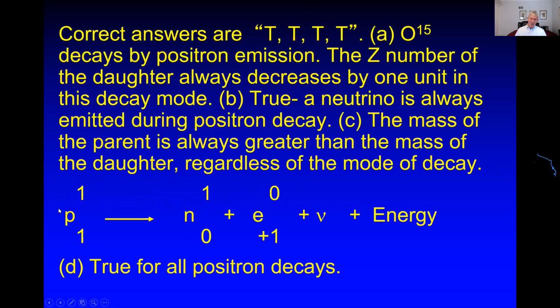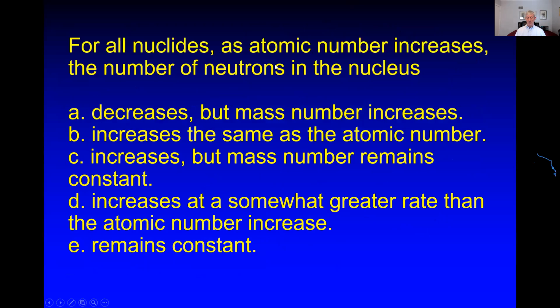And here's what happens in positron decay. A proton is converted into a neutron plus a positron plus a neutrino. These 2, the positron and the neutrino, are emitted. These 2 share this energy, not equally, but an infinite number of ways. And so this is a balanced equation. 1 equals 1 plus 0. 1 equals 0 plus 1. And so all 4 of those questions had true answers.